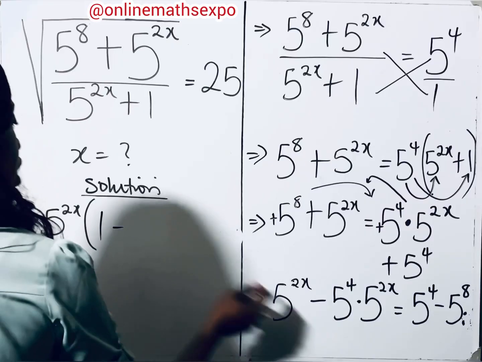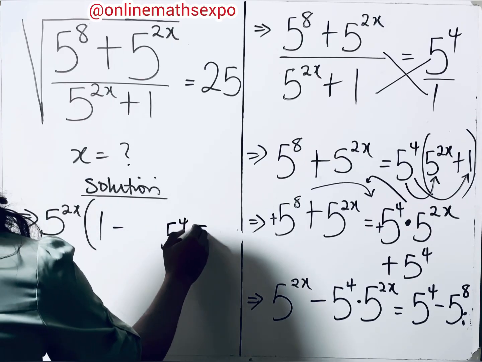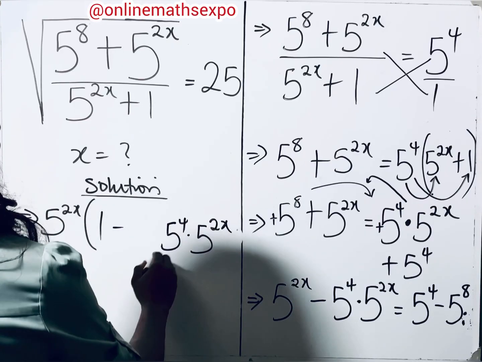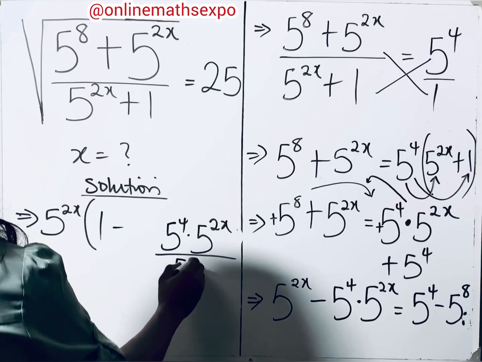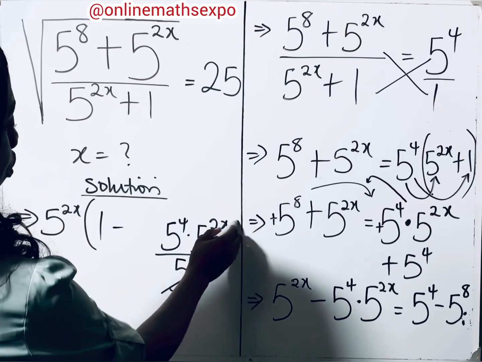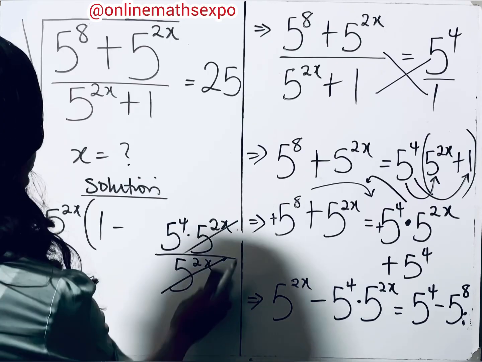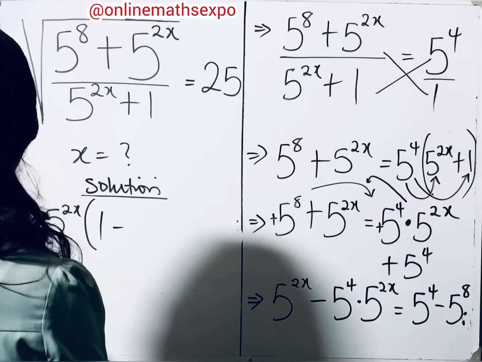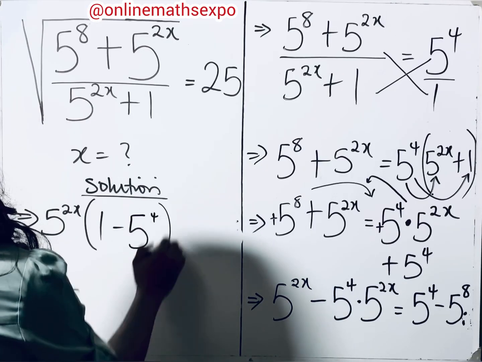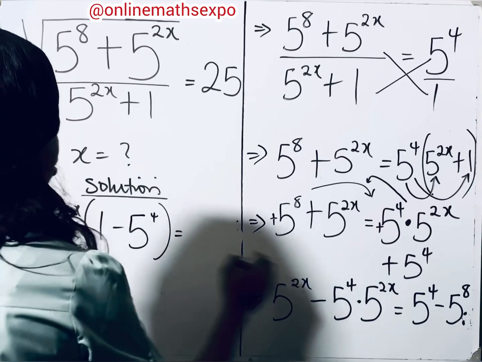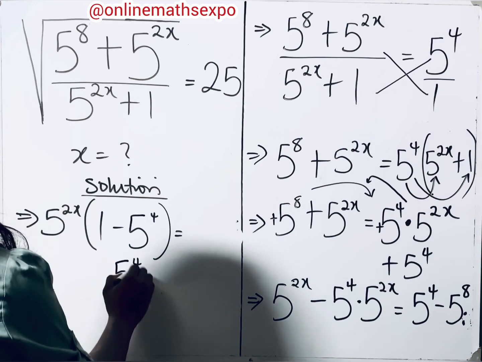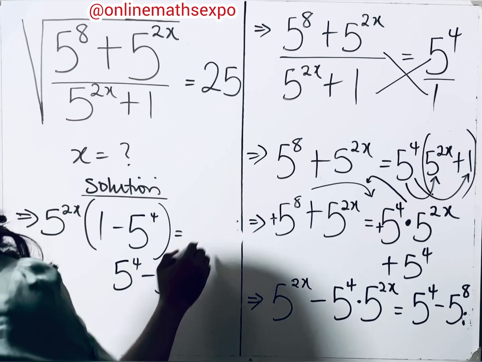This is this, so you divide 5 to the power of 2x, divide it by this. Did you see that? And this takes off this. I hope you are seeing it. So we're left with 5 to the power of 4. So this gives us 5 to the power of 4 is equal to, we are having 5 to the power of 4 minus 5 to the power of 8.